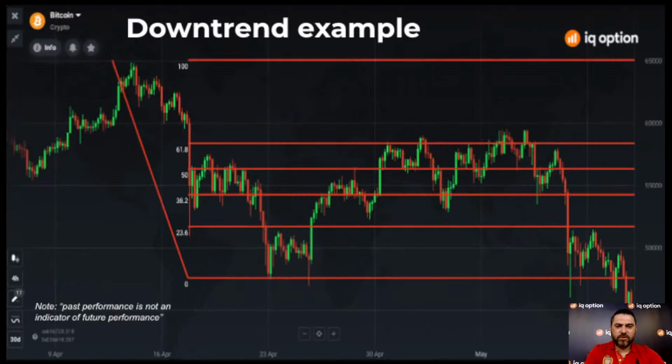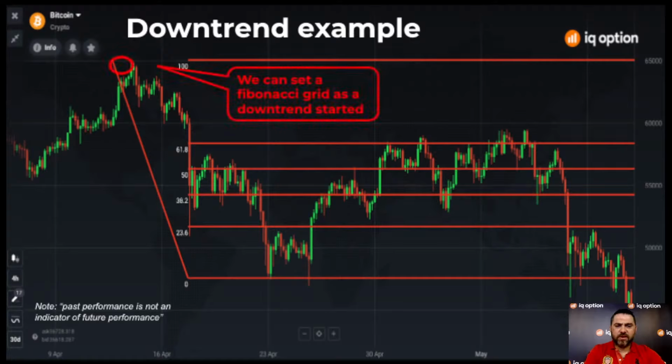Same thing here now on the Bitcoin again. Now this is a downtrend opportunity we find. Even further back, we're looking now in August up until December. Clearly there's a downtrend. There's the peak. We set our Fibonacci grid as a downtrend has started. There's the bottom of it.